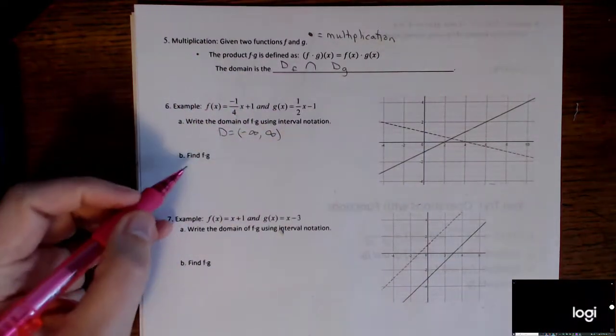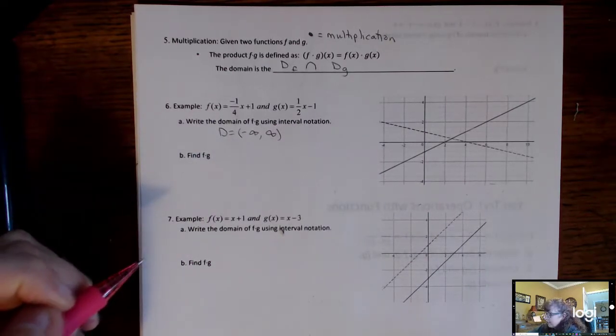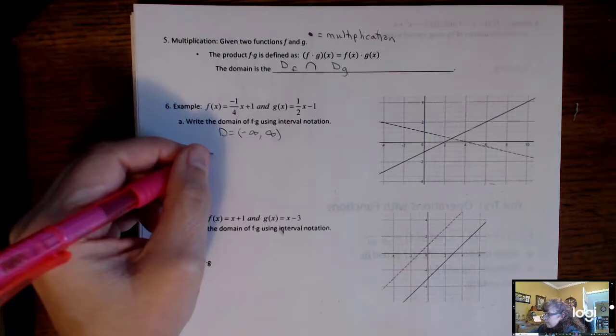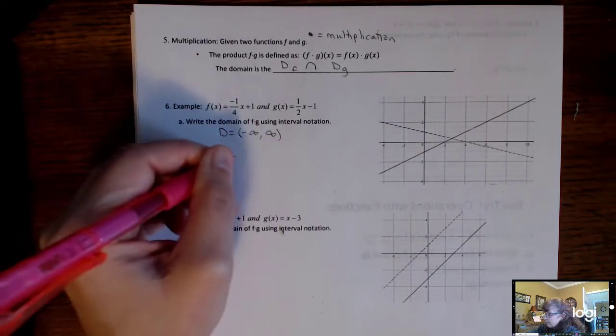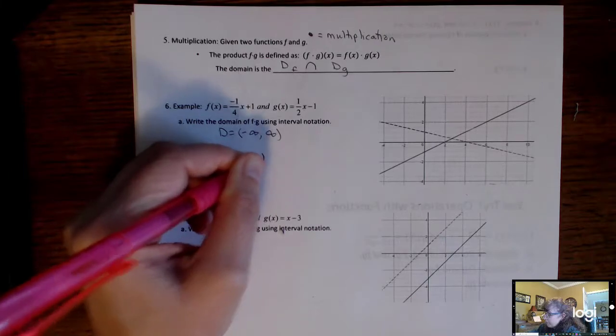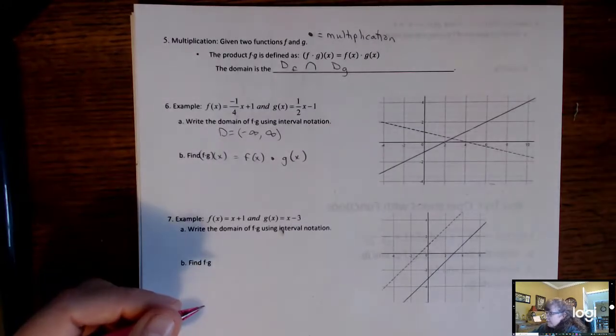Okay, so this says find f times g. Now there's nothing there. So you have to know that that means find f times g of x, which means you're going to take this function f of x and you're going to multiply it to that function g of x. So the algebra gets a little harder here.